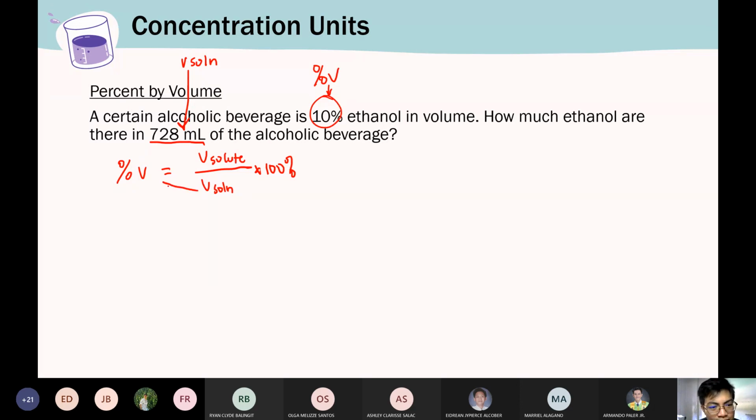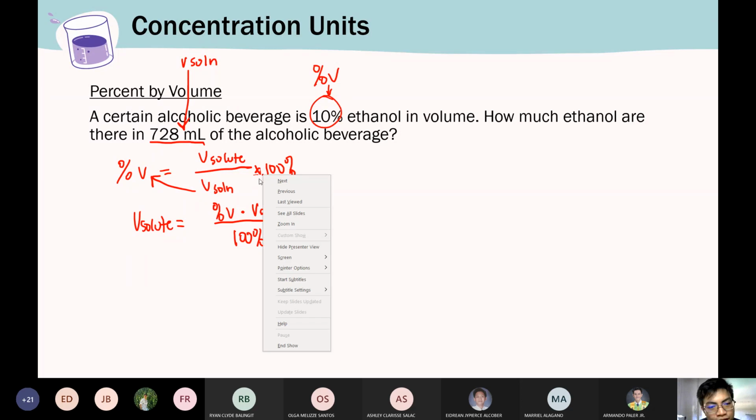So, basically, you just cross-multiply everything. No? So, to solve for the V solute, ano ang equation natin? Percent V times volume of the solution divided by 100%. Okay? Hala sir, paano nangyari yan? Cross-multiply lang yan. This one will go into the numerator. Ayan, mapupunta siya sa numerator. This thing here, since nasa numerator siya, if you cross-multiply that, it will go to the denominator. Okay? So, ganun ha.